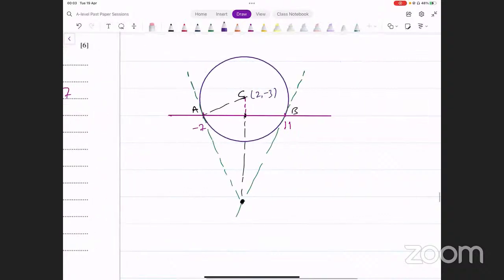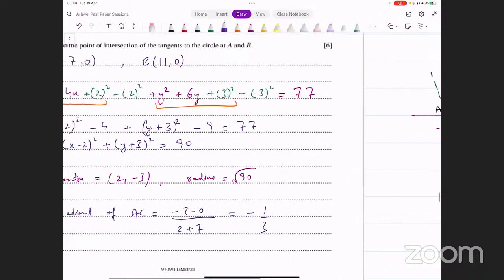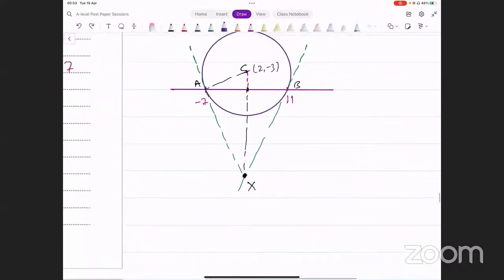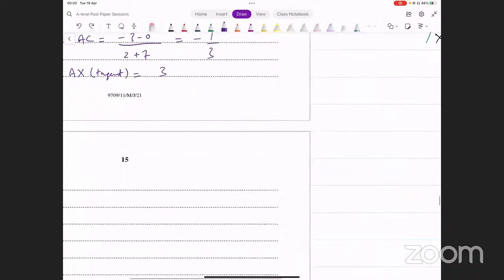ठीक है? तो tangent का gradient क्या होगा? Let's call this point something as well. इसको मैं x कह देता हूँ. AX का tangent का gradient क्या होएगा? It's going to be negative reciprocal of this, which is going to be 3. Gradient of AX, जो basically मेरा tangent है, that is negative reciprocal of the sign change और उसका reciprocal, that turns out to be 3. अब AX का मेरे पास gradient भी आ गया, एक point भी है मेरे पास, AX की equation लगा सकता हूँ.